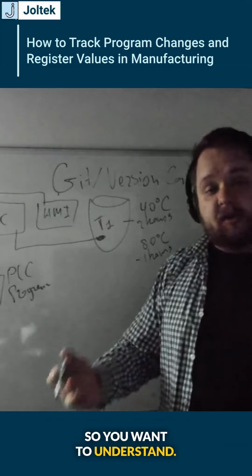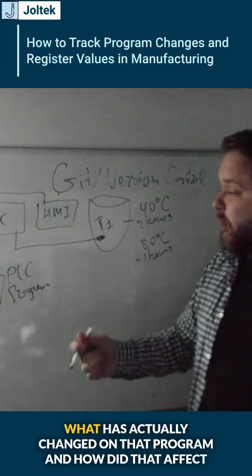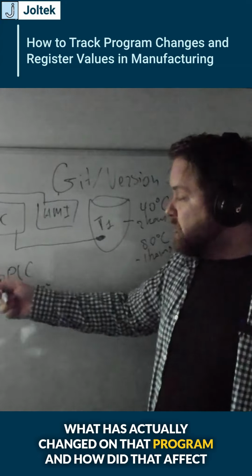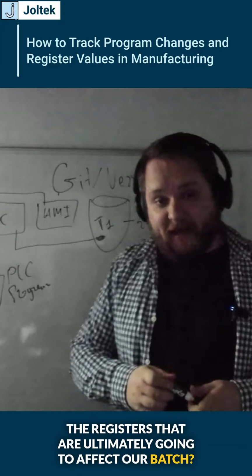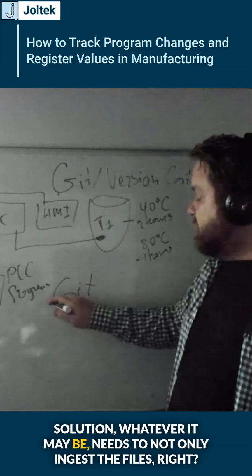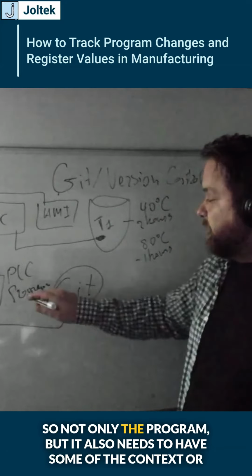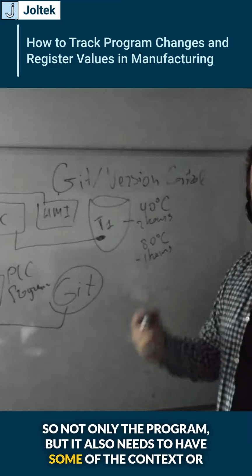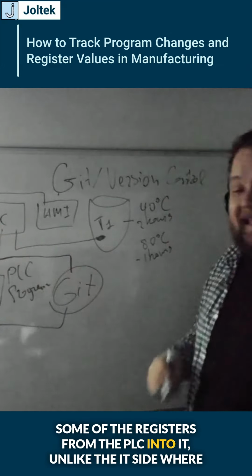So this is a program that can be downloaded to the PLC at any point in time. So you want to understand: this program got pushed at 6 p.m. today. What has actually changed in that program and how did that affect the registers that are ultimately going to affect our batch? Your Git solution, whatever it may be, needs to not only ingest the files, right? So not only the program, but it also needs to have some of the context, or some of the registers, from the PLC in it.